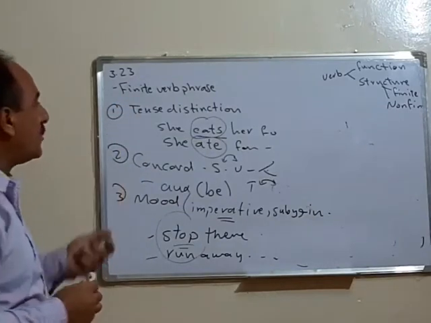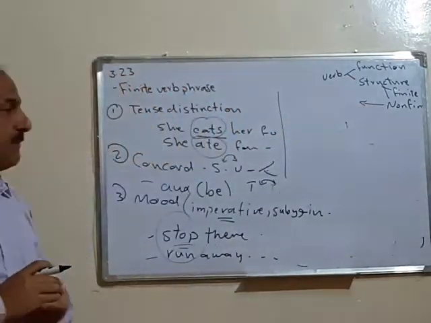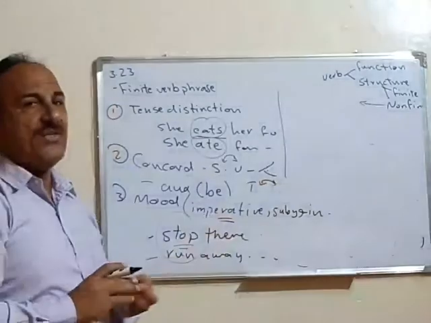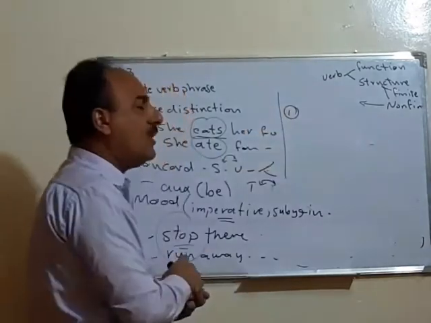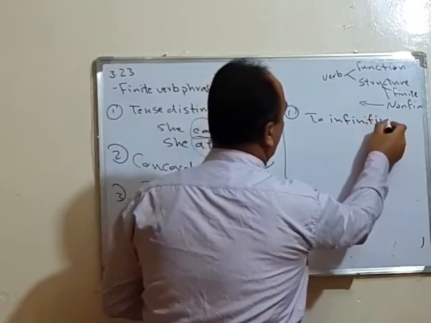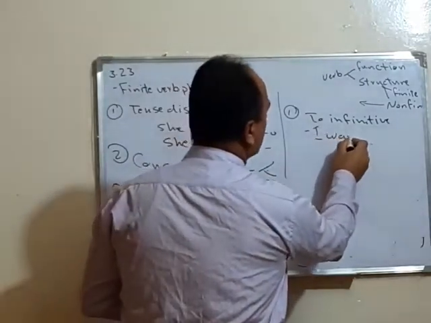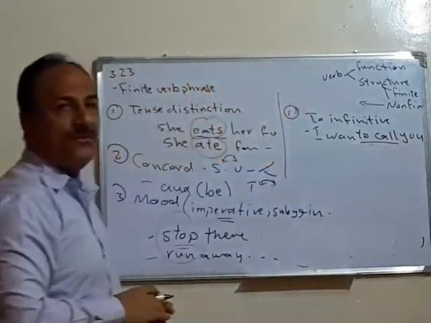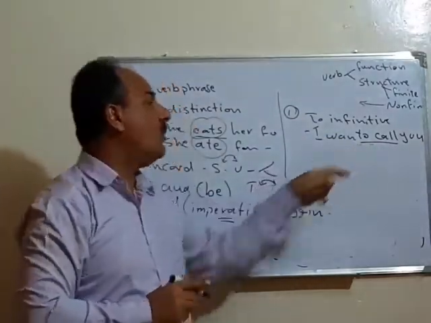The second group, which we call non-finite, this is the non-finite. Again, it has three features. If these features are achieved in certain verbs, then in this case the verb is called non-finite. The first feature is what we call to infinitive. What is meant by this? So, for example, if I say, I want to call you, this to call, which is the infinitive with to, we call it infinitive. Why? Because even if we change the subject or the verb, we do not change it.